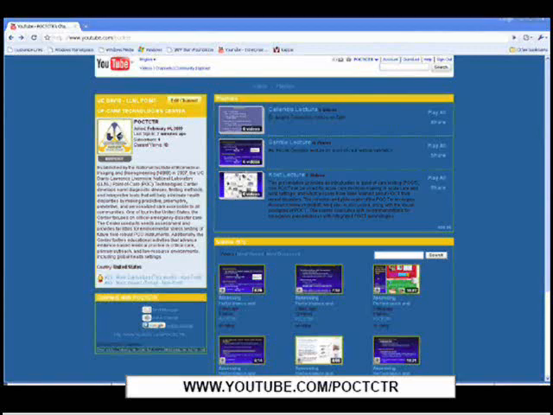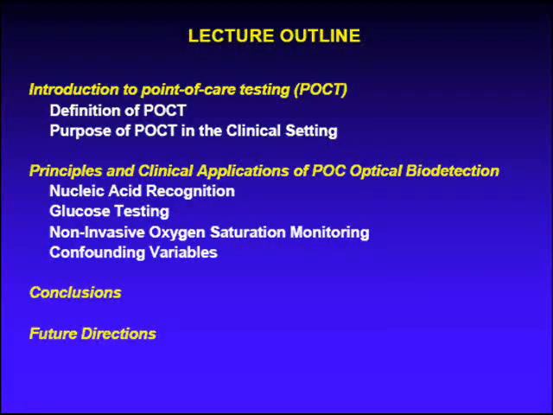Our lecture outline is as follows. First, we will introduce point-of-care testing. We will define it and identify the purpose of point-of-care testing in the clinical setting. Next, we will lead into the principles and clinical applications of point-of-care optical biodetection, specifically in the context of nucleic acid recognition, glucose testing, non-invasive oxygen saturation monitoring, and then discuss what confounding variables can cause erroneous or discrepant results among these types of technologies.